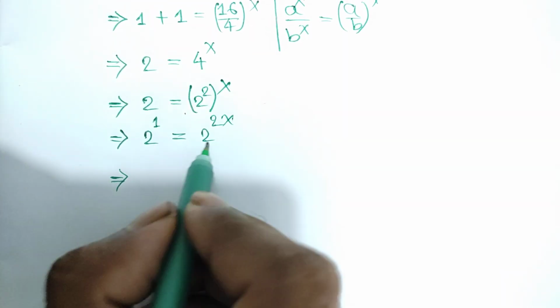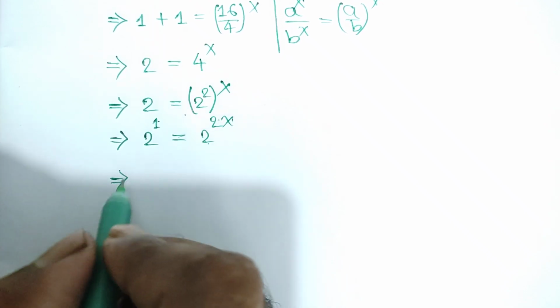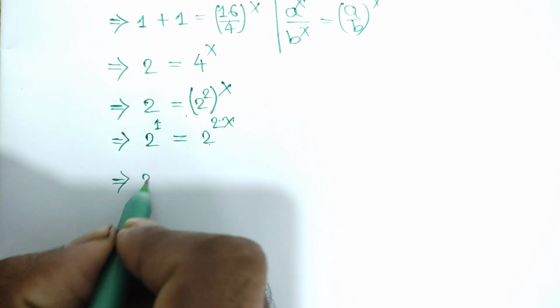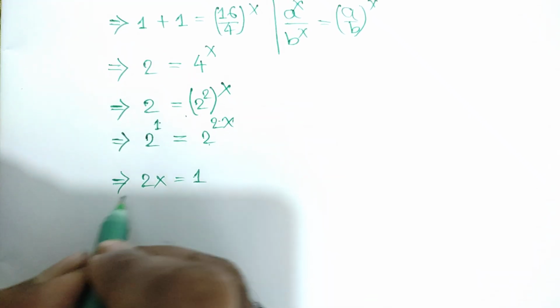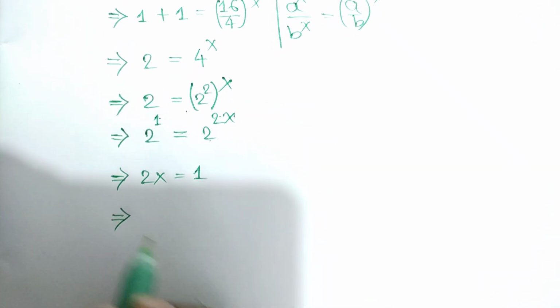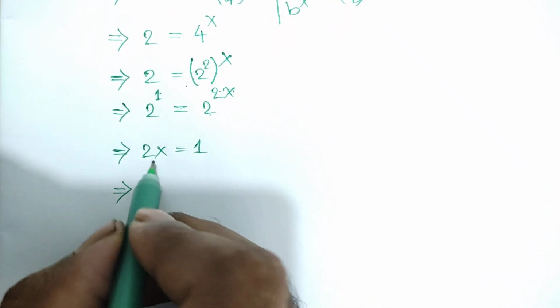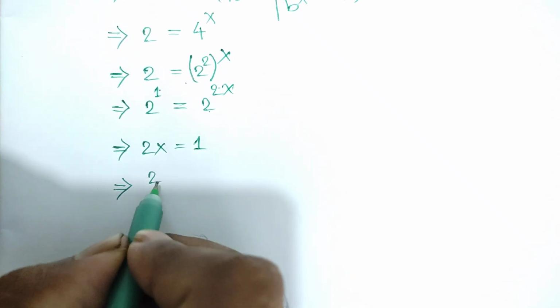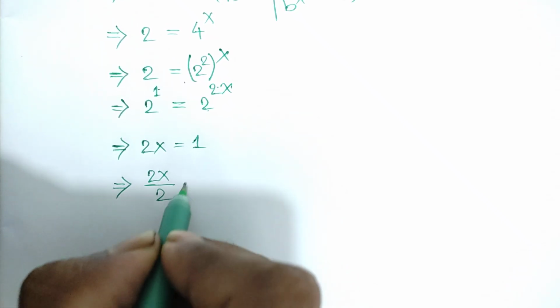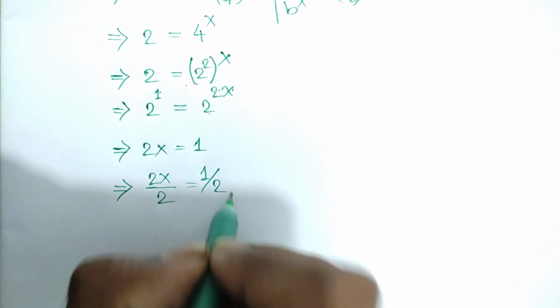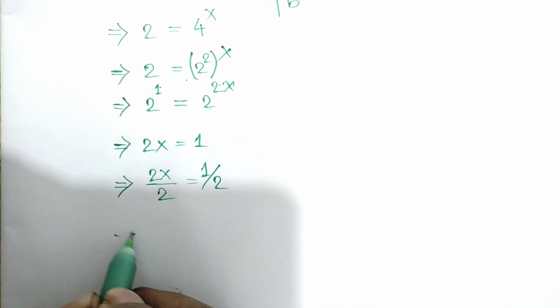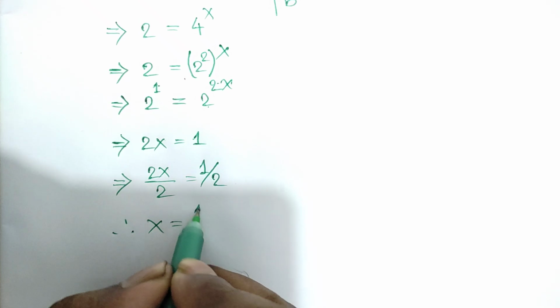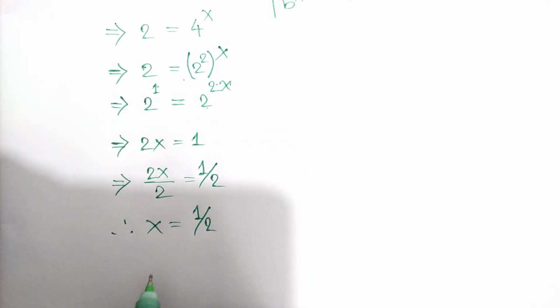Now attention, here there are same base but different powers, so power is equal to power. So we can write here 2x is equal to 1. We need the value of x, so divide both sides by 2: 2x over 2 is equal to 1 over 2. This 2 cancels out this 2, so finally the value of x is equal to half.